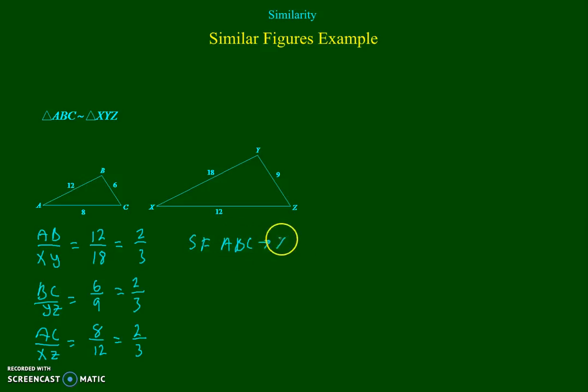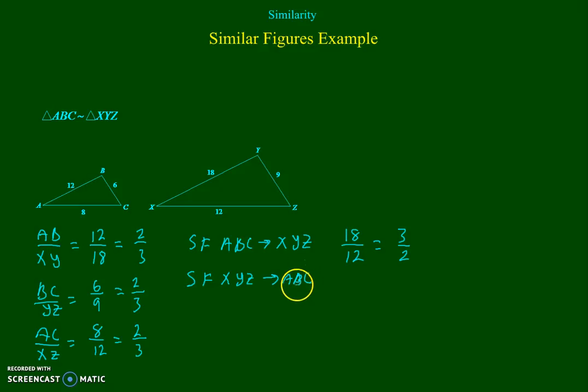to XYZ is destination divided by source. So we could have said 18 divided by 12, which would have given us 3/2, which means this is 1.5 times bigger than this. 3/2 is 1.5.